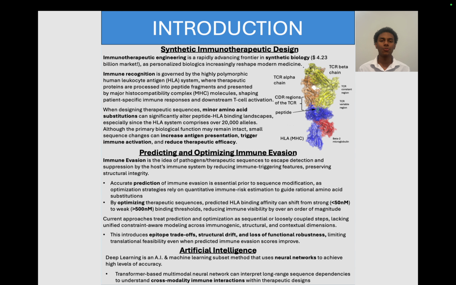Immunotherapeutic engineering is a rapidly advancing field where researchers design therapies to treat diseases such as cancer, autoimmune disorders, and genetic conditions. However, one of the biggest challenges in designing these therapeutic proteins is immune recognition. The human immune system can sometimes recognize the therapy itself as foreign, triggering immune activation that reduces treatment's effectiveness, which results in anti-drug antibody formation, rapid therapeutic clearance, and in some cases inflammatory side effects.